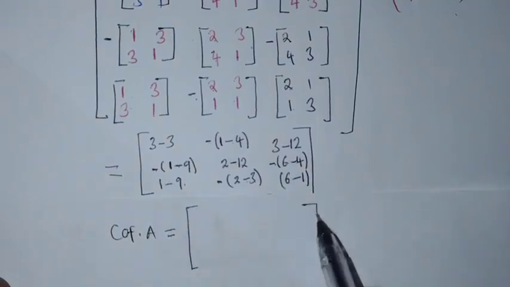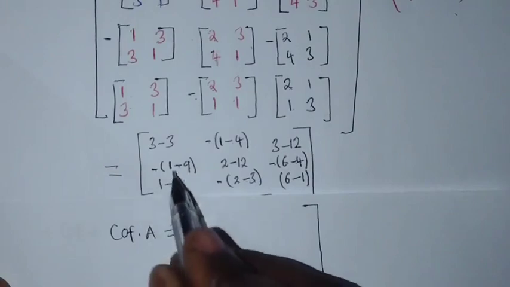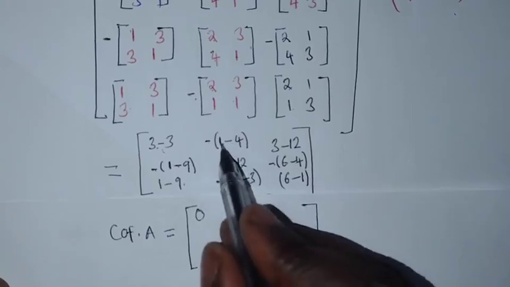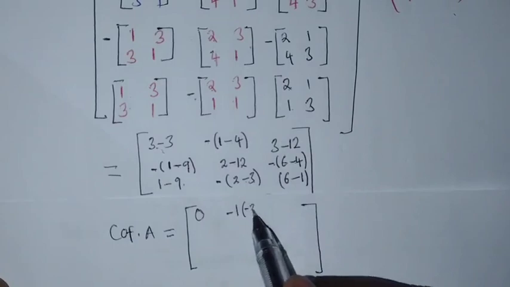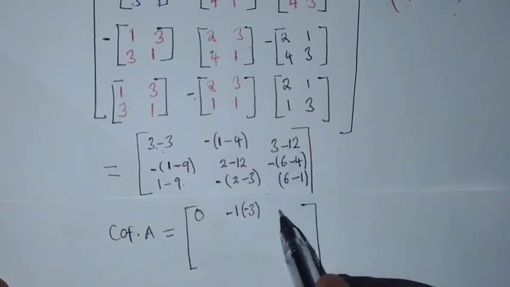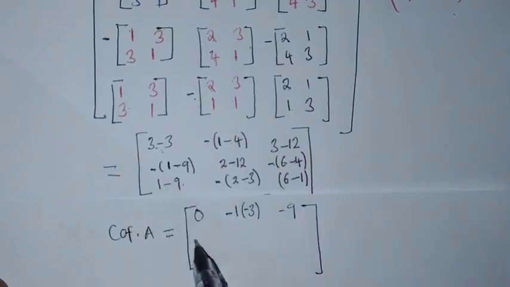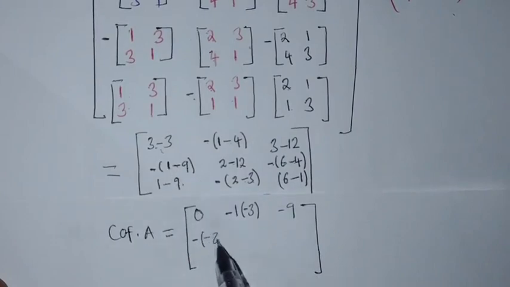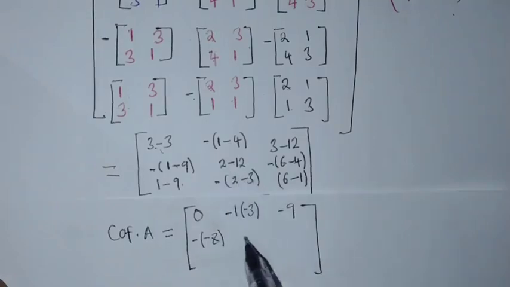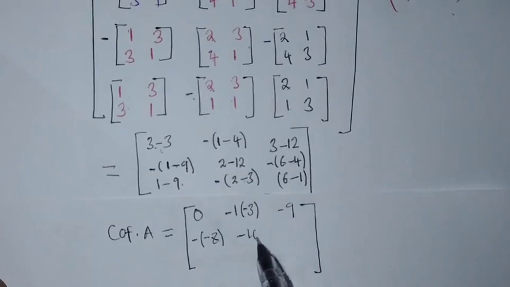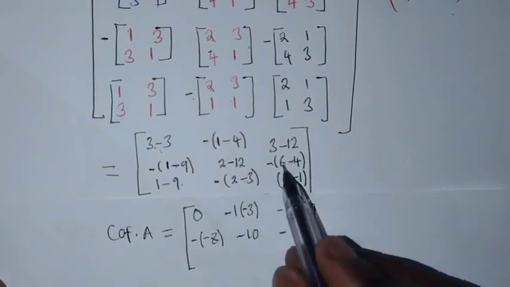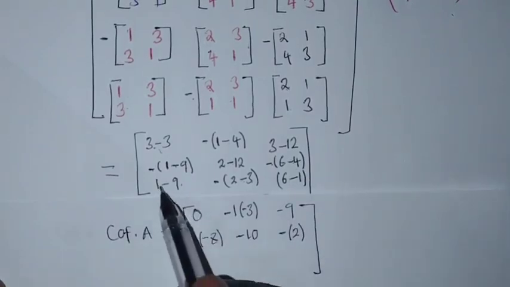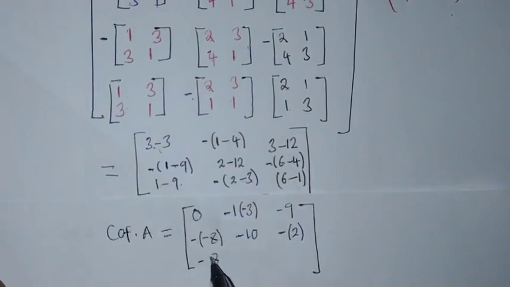so we can just try to simplify them. This gives us 3 minus 3, it's a 0. Then here we have negative 1. 1 minus 4, it's a negative 3. 3 minus 12, this is a negative 9. We come here, there is a negative here. Then 1 minus 9, it's a negative what? 8. 2 minus 12, this gives us a what? A negative 10. We write a negative here, 6 minus 4, it's a 2. So we are going to have a 2 in brackets there. 1 minus 9, this will give us a negative 8.